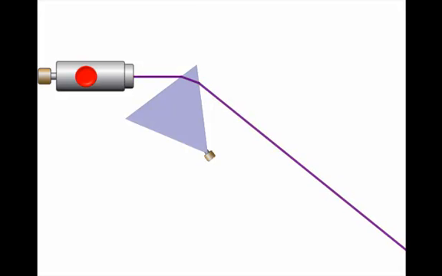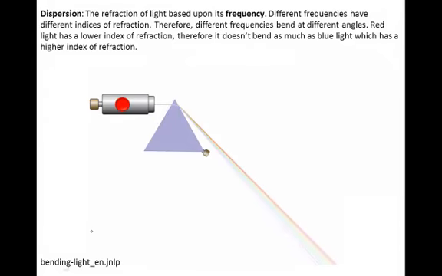If we look at it with white light, which includes all the colors, we can see how they bend at different angles. So to define dispersion, it's the refraction of light based upon its frequency. Different frequencies, and therefore different wavelengths, have different indices of refraction. Therefore, different frequencies bend at different angles. Red has a lower index of refraction. Therefore, notice it doesn't bend as much as blue light would.